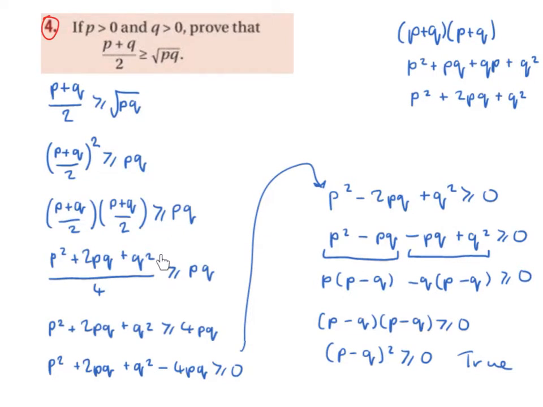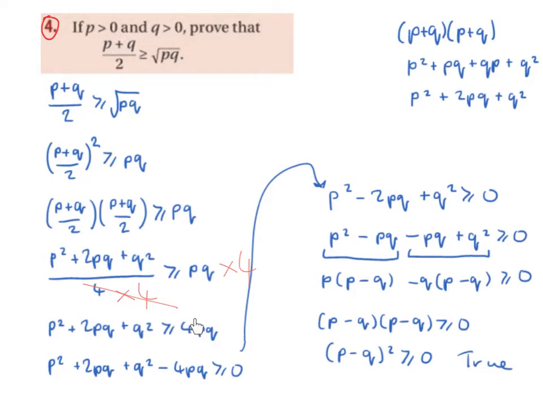And this I'm going to write down here as the numerator. And then 2 by 2 is 4. And this is all greater or equal to pq. So then I'm going to multiply across by 4 to get rid of the fraction. So these 4's will cancel. And I bring down the p squared, the 2pq, and the q squared. And this is greater or equal to 4pq.